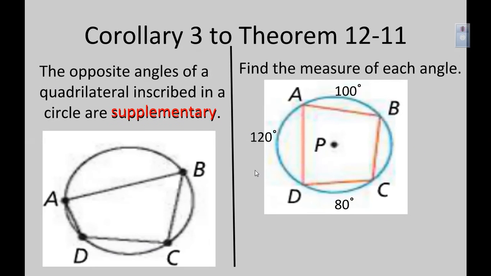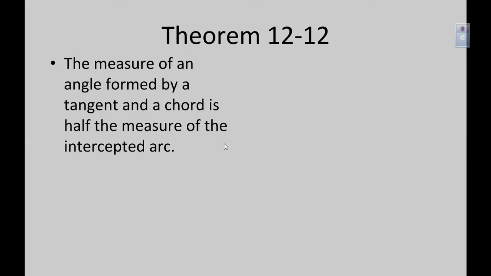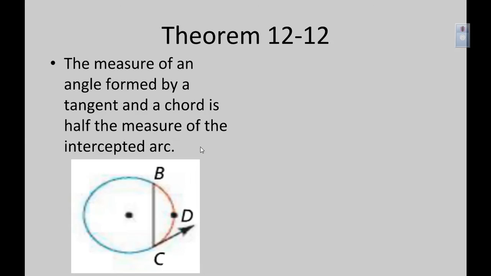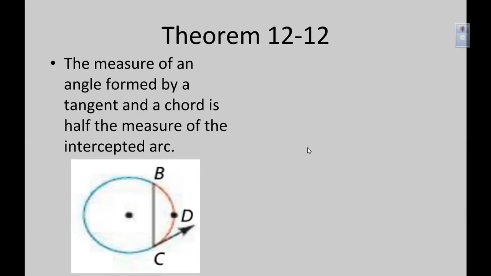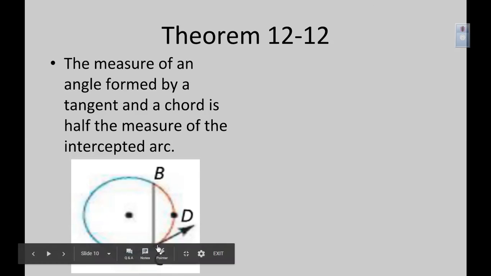So let's look at one more theorem here. Theorem 12.12: the measure of an angle formed by a tangent and a chord is half the measure of the intercepted arc. So we have an angle down here, angle C, and its intercepted arc is going to be BC. So this line is tangent to the circle. This line right here is a chord. So here's our chord and our tangent, which means it's going to be half of arc BC. Same thing with this.